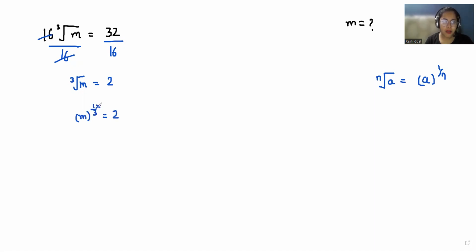Now I'm going to raise both sides to the power of 3. We can eliminate it. So m is equal to 2 power 3. So m is equal to 2 times 2 times 2, that is 8. So the final value of m is 8.